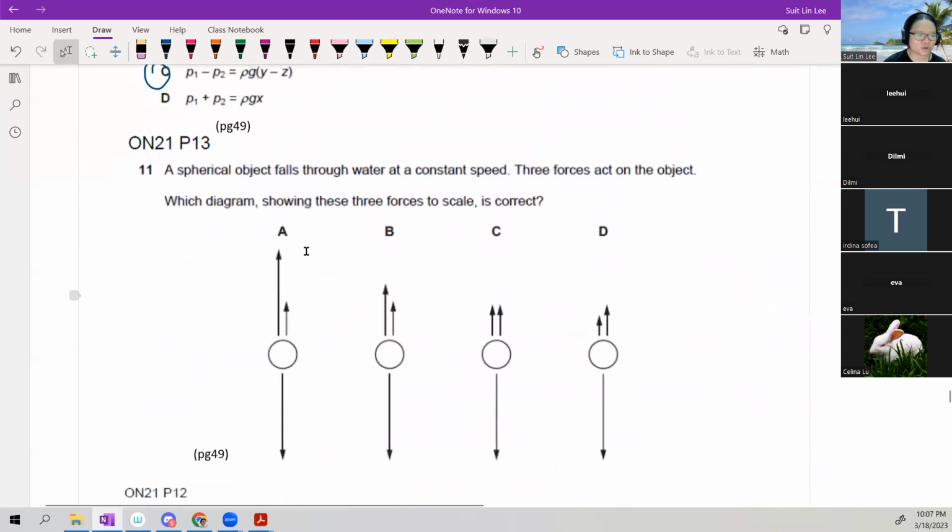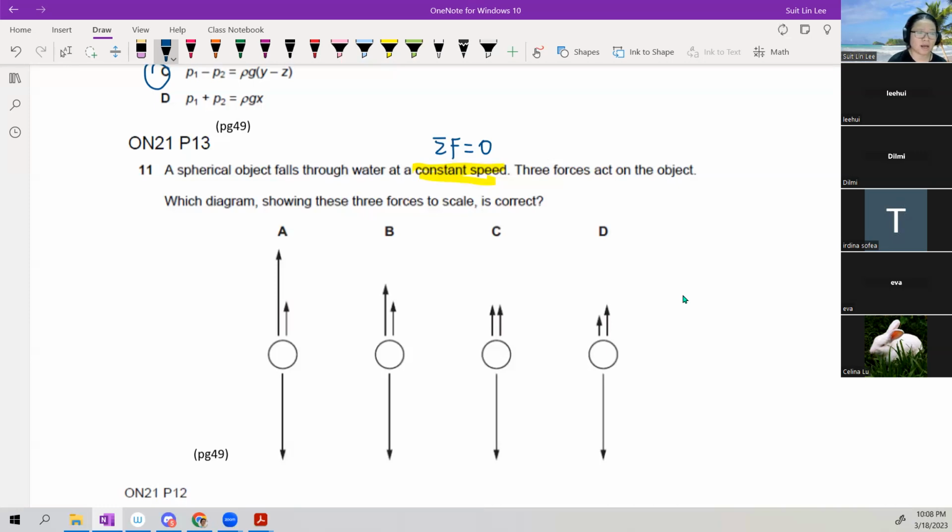All right, finally, we're going to look at upthrust. Normally they will ask you to think about upthrust as another force. So we have the 4 forces: weight, tension, normal, friction. Upthrust is the 5th, the wingman. But regardless, here we have an object falling at constant speed. If constant speed, this is also a signal that this thing is in equilibrium. Net force is 0. Which diagram shows these 3 forces to scale?